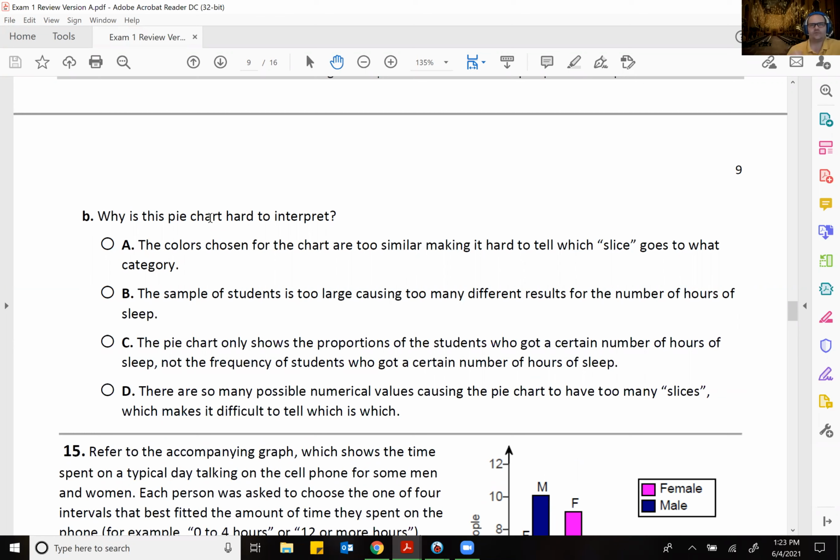Does that help, Catherine, kind of sort through these? Yes. Thank you. Based off of the colors, I can still interpret. Based off of the sample size, I can still interpret this. It's not because the sample size is too large. Based off of the proportions, I can still interpret. What makes it hard to interpret is because there are so many slices. All right. Hopefully that helps.